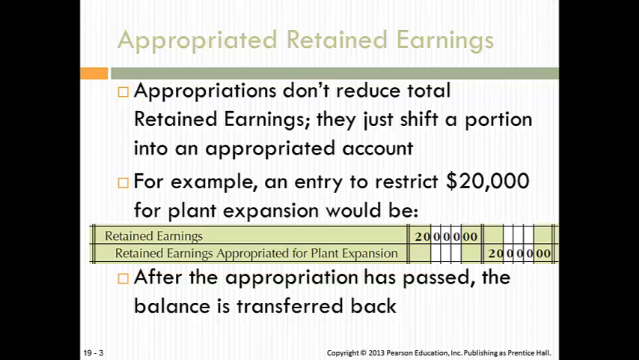For example, if a company wanted to save $20,000 of its retained earnings for an expansion, it would debit retained earnings to reduce it and credit a new general ledger account, calling it retained earnings appropriated for expansion.